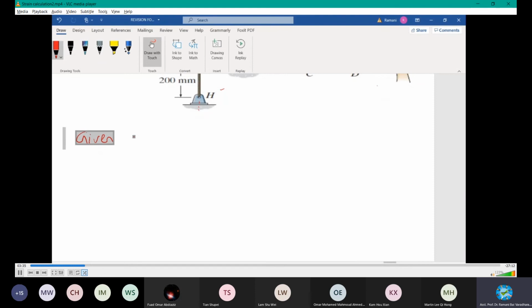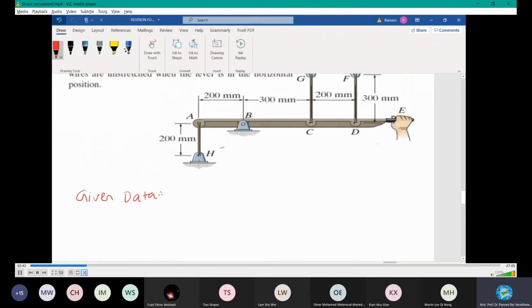Please work along with me. Are you doing it? All are doing it. Given data, you are given the members and the original depths. Better you write down the original depths, otherwise you'll get confused.